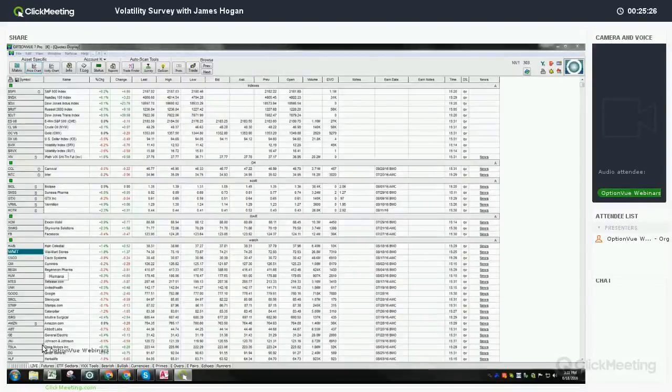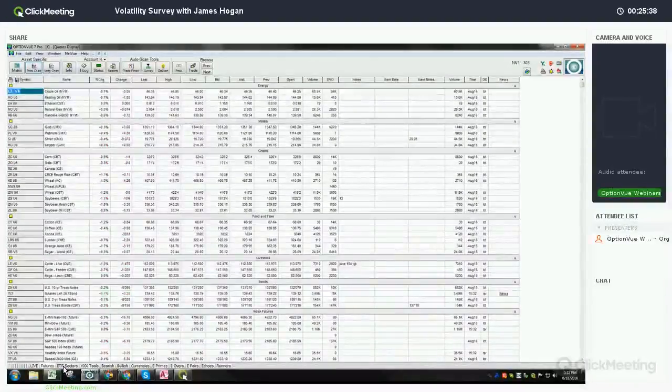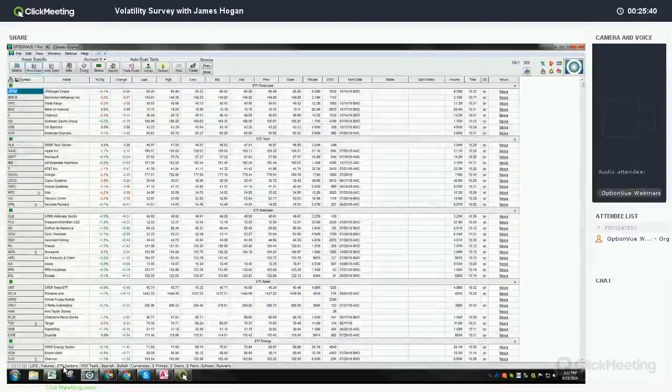And what I have done in the past is down here at the bottom of OptionVue, you're going to see tabs. I have a tab that I'm looking at throughout the day. I have a futures tab. I have an ETF sector tab. And you can create watch lists if you wanted to down at the bottom here.